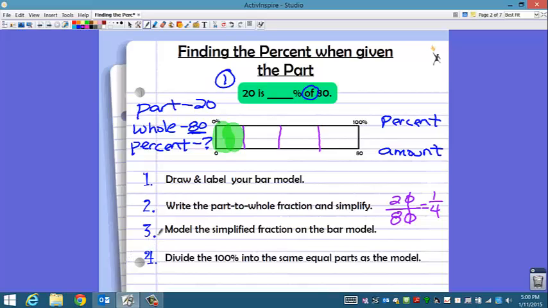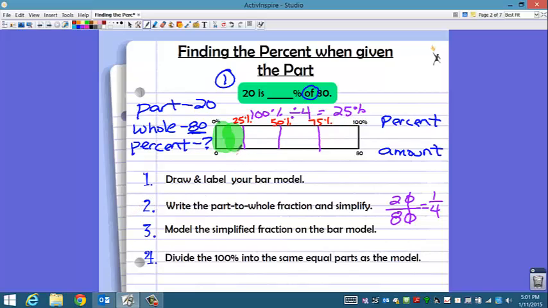And the last step is you're going to divide the 100% into the same equal parts as the model. So you're going to take the 100%, we divided our model into 4 equal parts, so we're going to divide the 100% into 4 equal parts. And you get 25%. So each part is worth 25%. So label it 25%, 50%, 75%, and the 100% is already there.